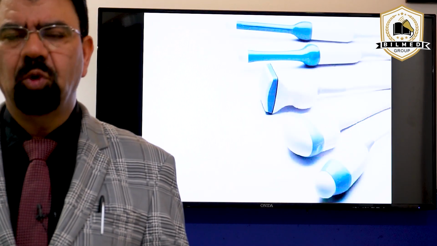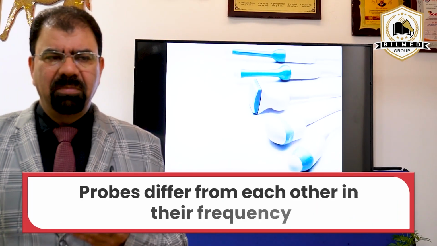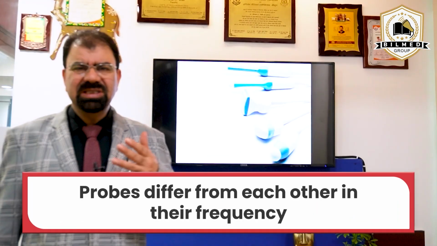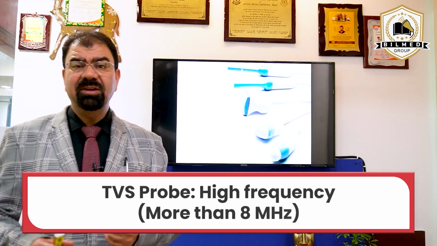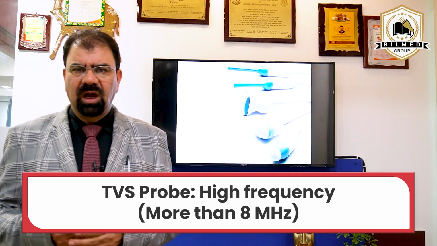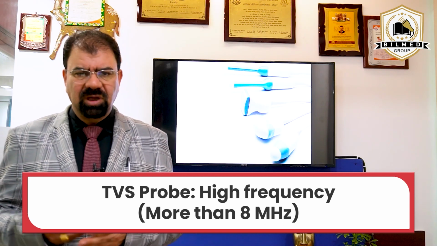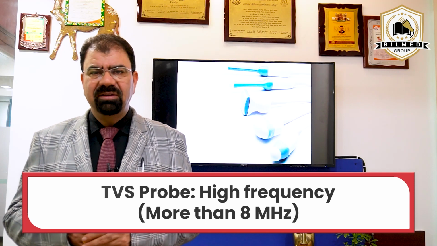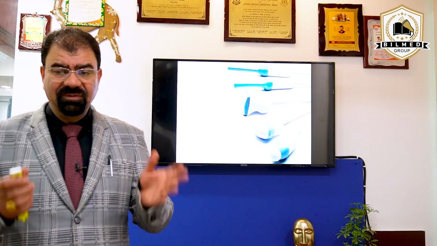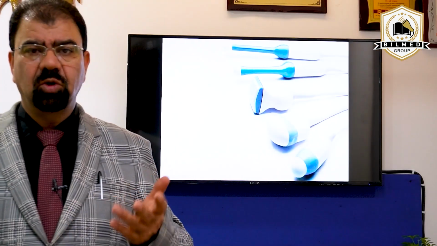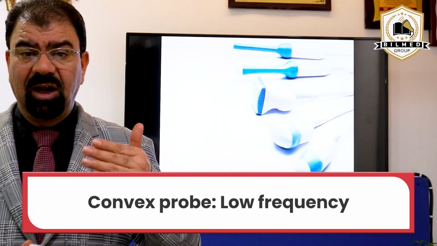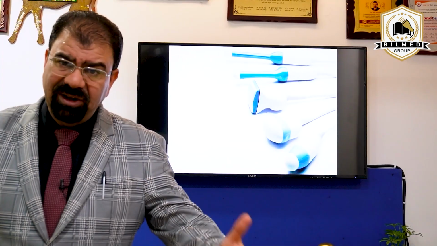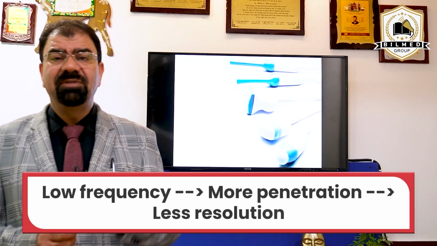Now we have different probes. The main difference between these probes is the frequency. In some probes, like the TVS probe, we have high frequency, maybe more than 8 megahertz. Sometimes it is even more than 10. But in a convex probe, I have a low frequency as compared to a TVS probe. In a convex probe we have low frequency because the lower the frequency, the more it will penetrate, but the resolution will be less.